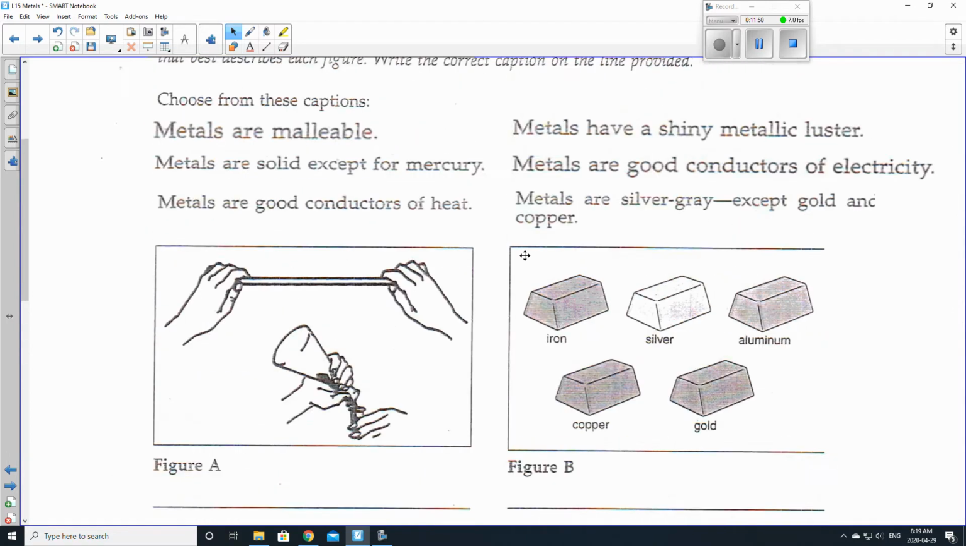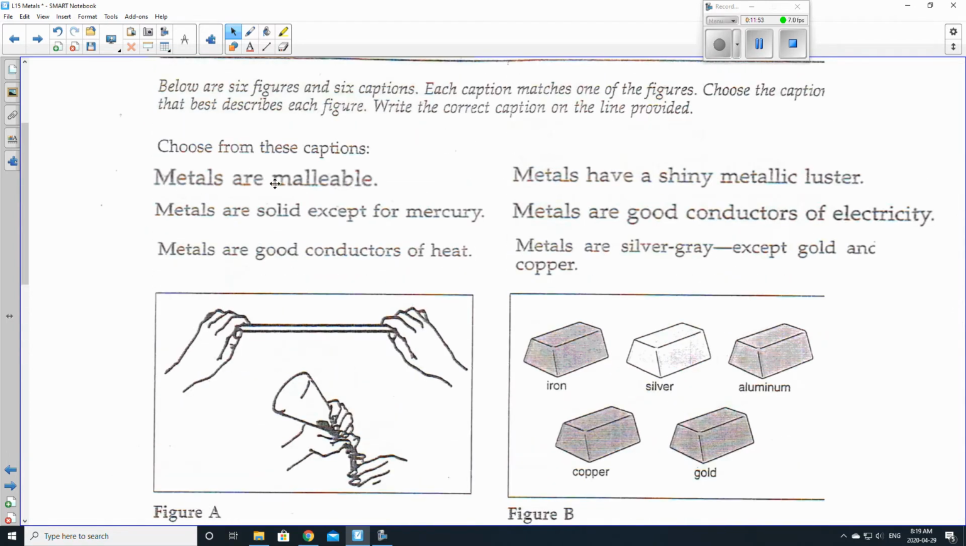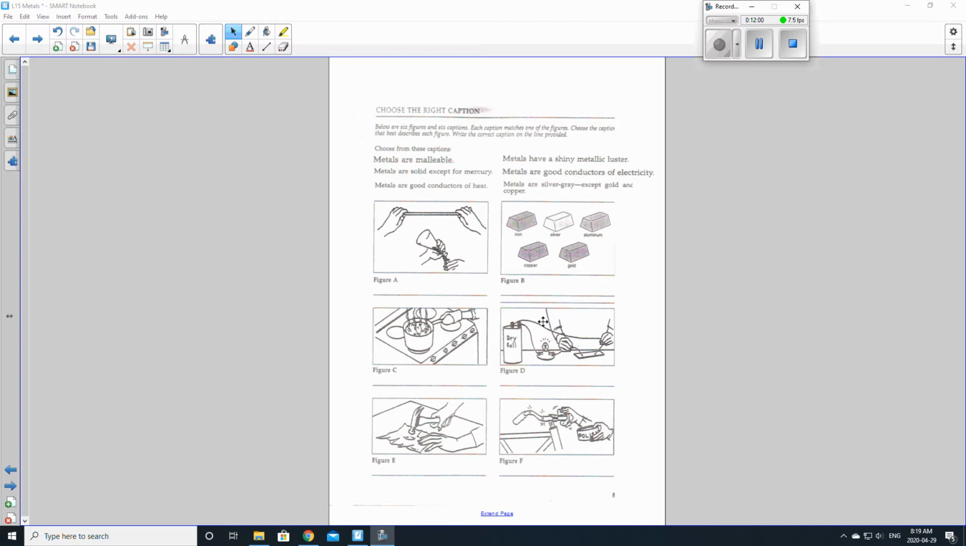So let's look at these captions. Metals are malleable. Which picture would that go with? Which picture shows that metals are malleable? Malleable means that you can hammer things. So this one is metals are malleable. All metals are solid except for mercury. Mercury is the one that you can pour. So all metals are solid except for mercury. This is the picture that shows that.